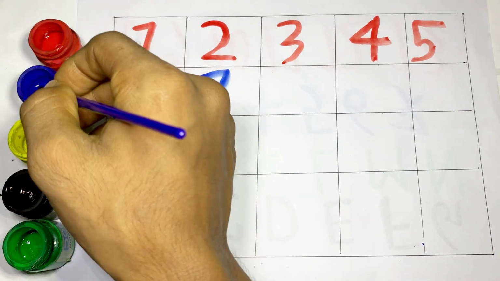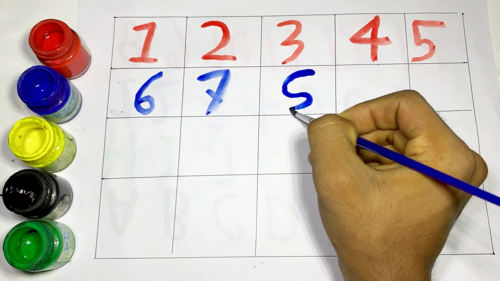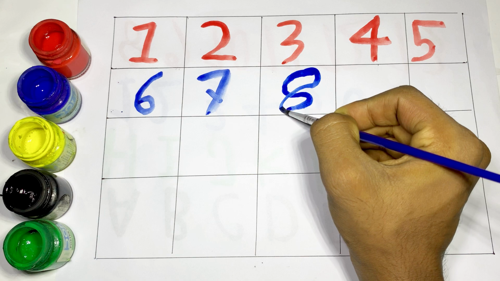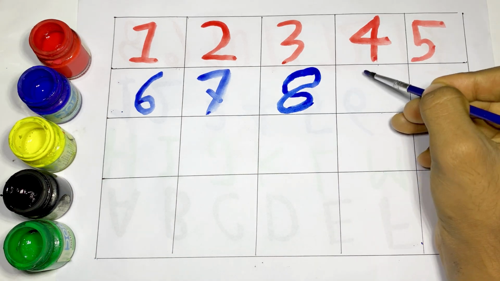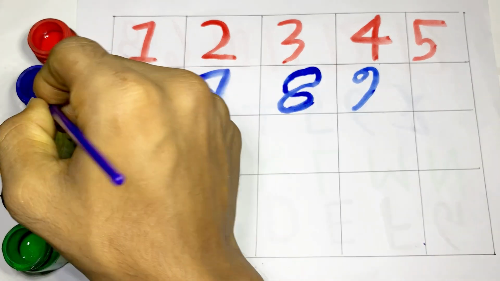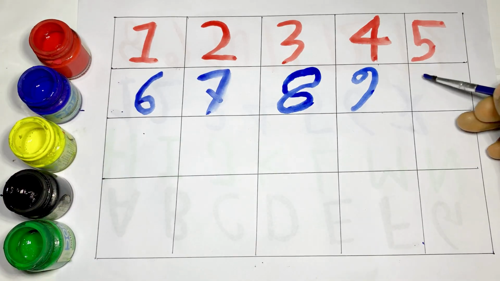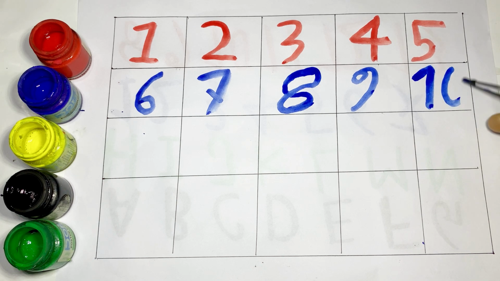Kids, again use blue color and draw 8. E, I, G, H, T, 8. 9. N, I, N, E, 9. Kids, again use blue color and draw 10. T, E, N, 10. Kids, now draw 11. The number 11, and use yellow color.